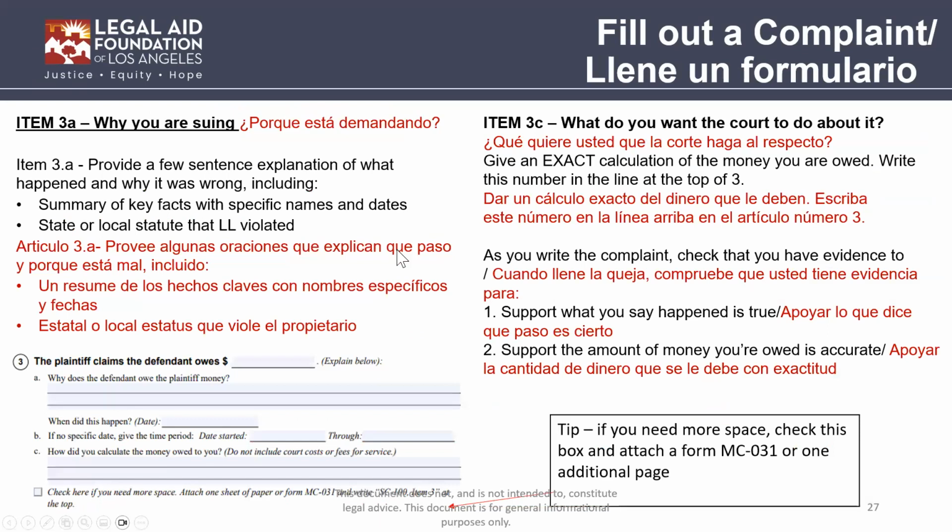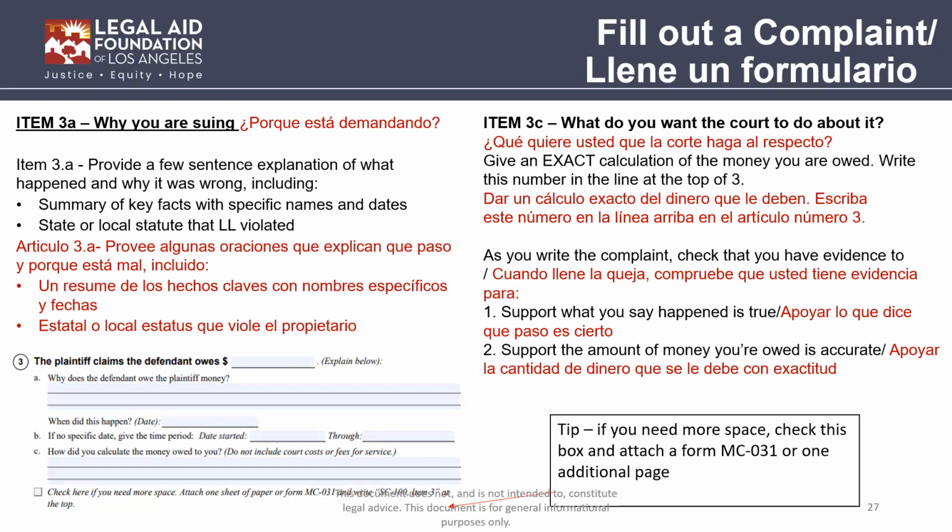The next item in the small claims complaint I want to talk about is item 3. Item 3 asks you why you're suing. So it wants to know the purpose of your lawsuit. The language on the complaint specifically says plaintiff claims the defendant owes a certain amount of money. And this is why I was saying earlier that the court process here is extremely transactional and very focused on monetary compensation. In item 3A, be sure to provide a couple sentence explanation of what happened and why it was wrong, including a summary of key facts with specific names and dates.